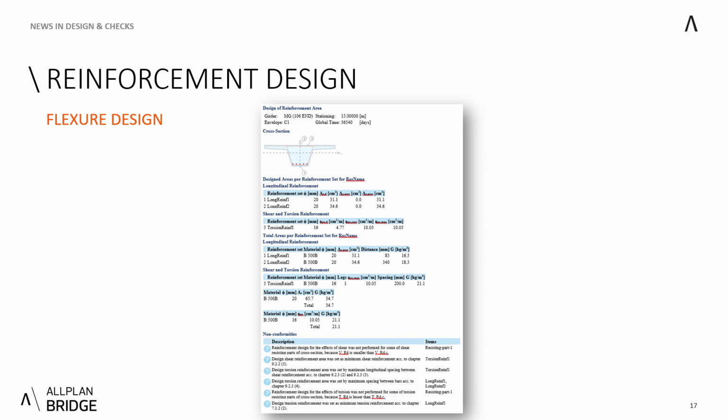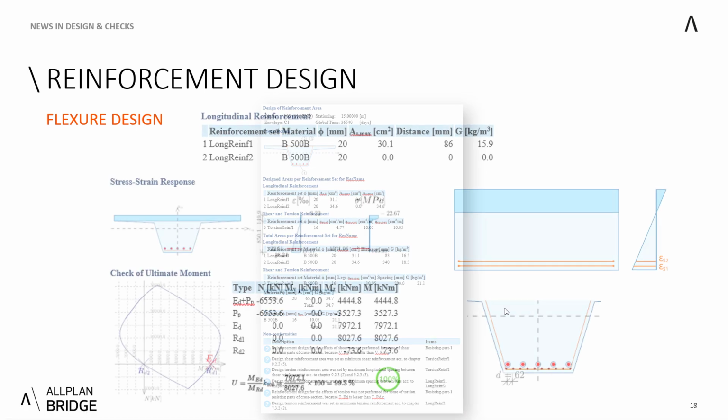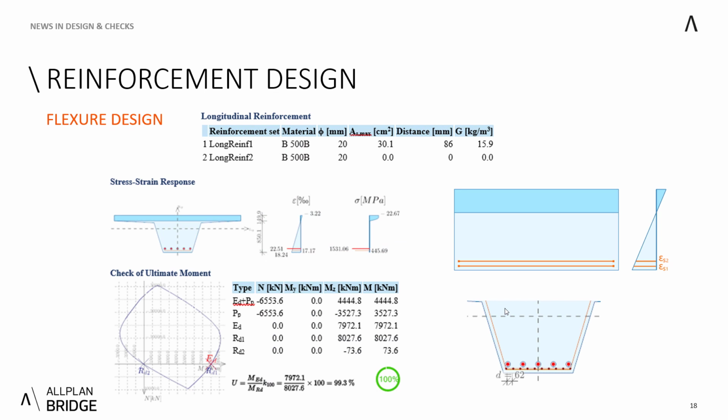So the first one that we will cover is the flexural design, and as you can see, this flexural snippet is working like a bill of material, and we will always look here at the total areas per reinforcement set, and here what is critical is 31.1 centimeters squared and 34.6 centimeters squared on the top reinforcement set. So let's get into it.